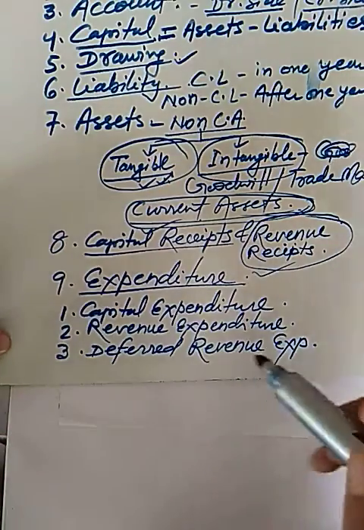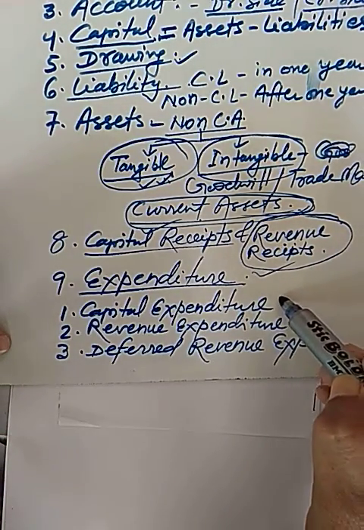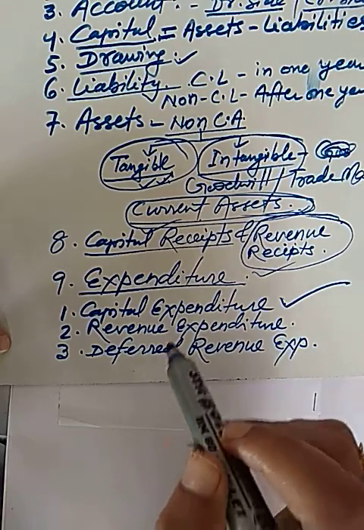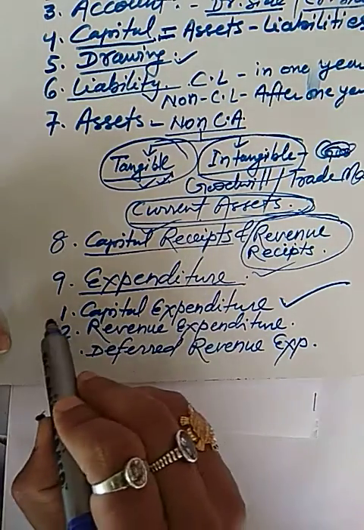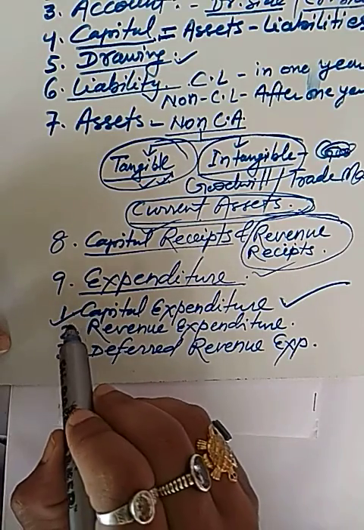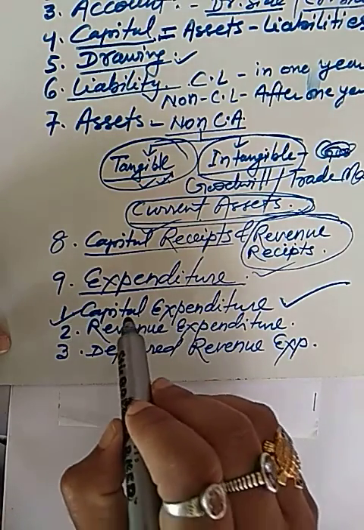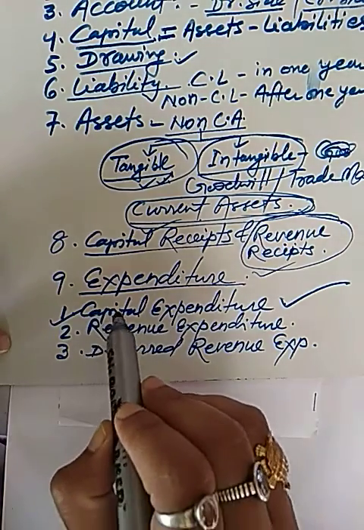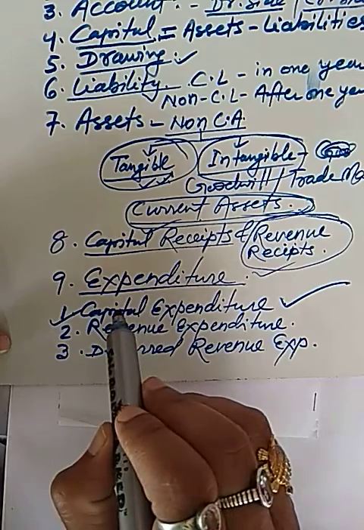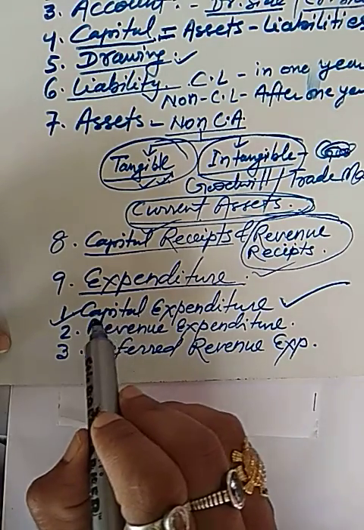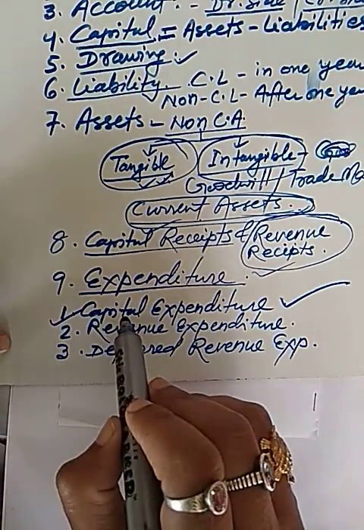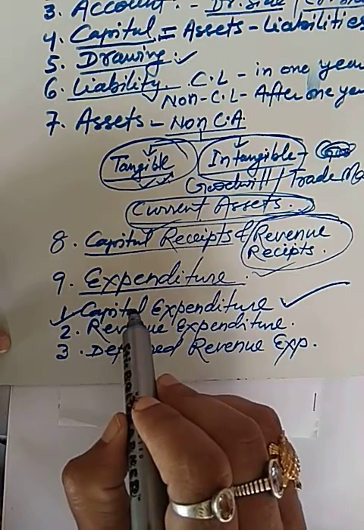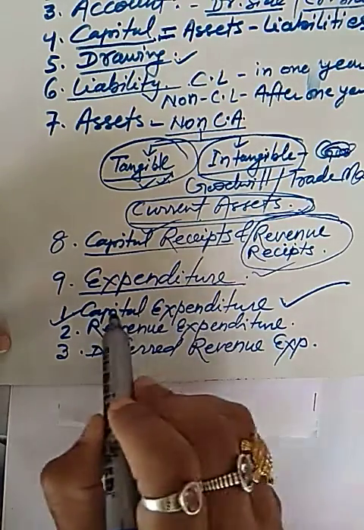Now, what is capital expenditure? Any expenditure incurred in acquiring or increasing the value of a fixed asset is termed as capital expenditure. For example, when we purchase building, plant, machinery, furniture, etc. are called capital expenditure.